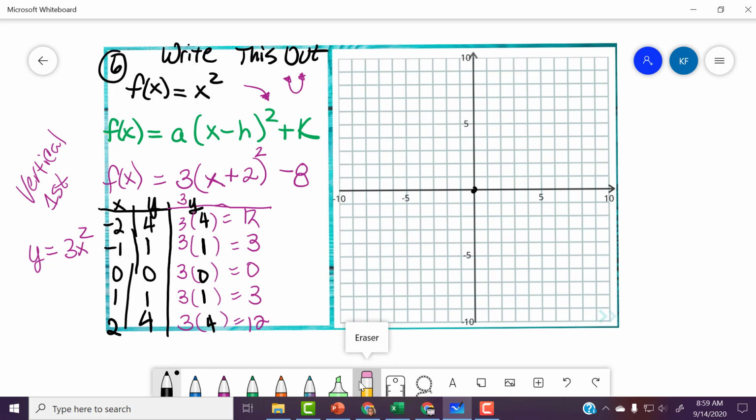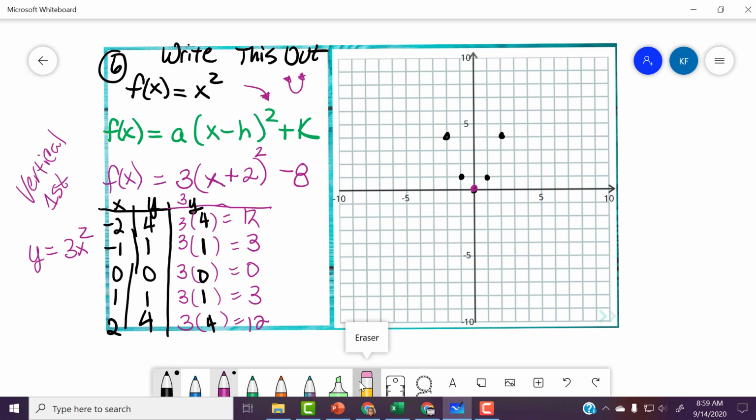So I'm going to put my parent graph on there so I can make a comparison of where I started and where I made the transformation. So that's what we're going to do. Not connected because that's not what we're ending up with. And then we're going to graph the vertical stretch.